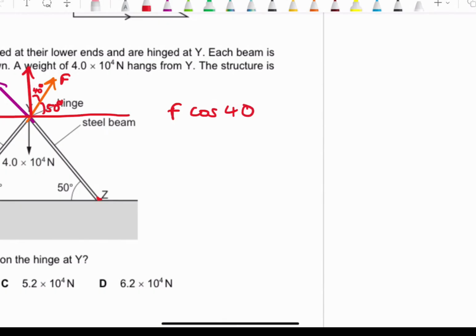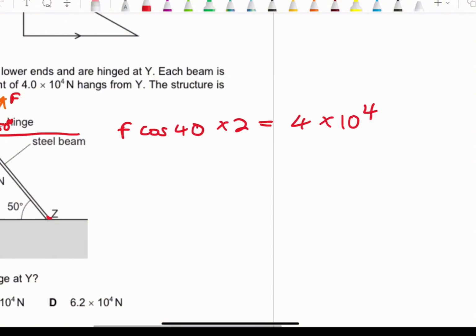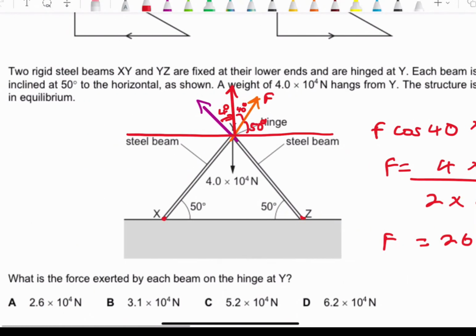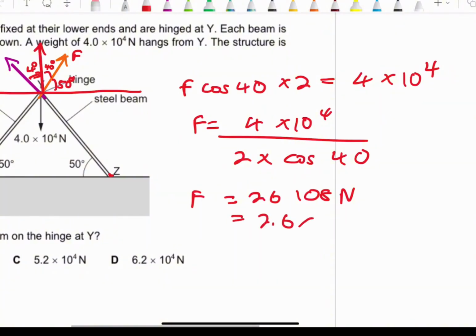But there are two of them contributing. One is contributing in that direction and the other is contributing in that direction. So there are two of them, equal to 4 times 10 to the power 4. So the value of F will be 4 times 10 to the power 4 divided by 2 times cos 40. That's going to be our value of F. If you take 4 times 10 to the power 4 and divide by 2 times cos 40, we'll get an answer of about 26,108 newtons, which is about 2.6 times 10 to the power 4 newtons, which is going to be A. So for 14, the answer is A.